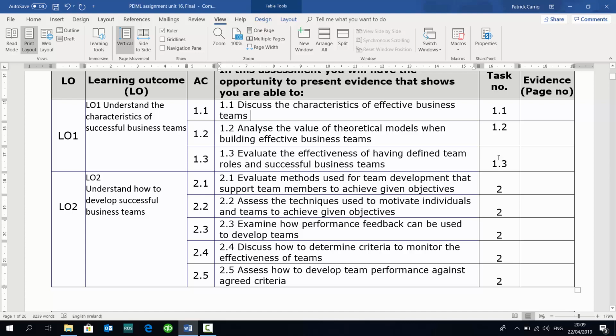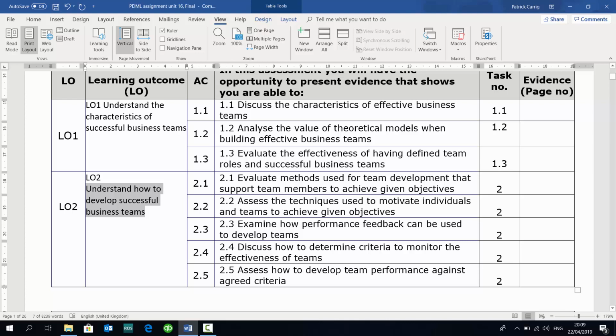The second area is understanding how to develop successful teams. We've looked at what a team is, what makes it successful, and the theory. Now we're going to look at the various methods used for team development and to support team members to achieve given objectives. How would you encourage it? How would you support it? How would you achieve group objectives?